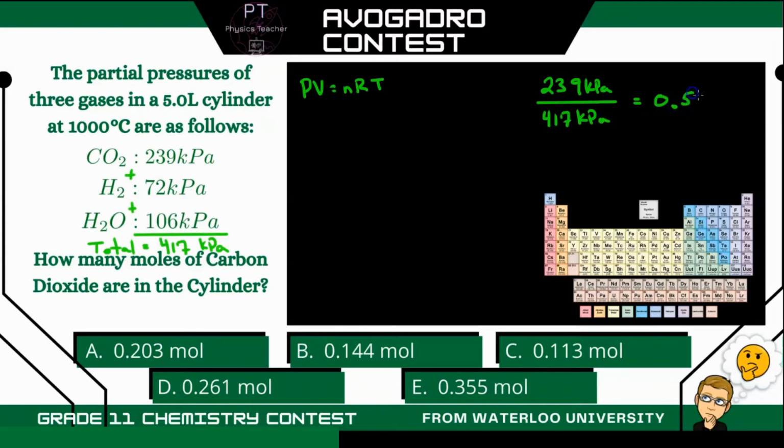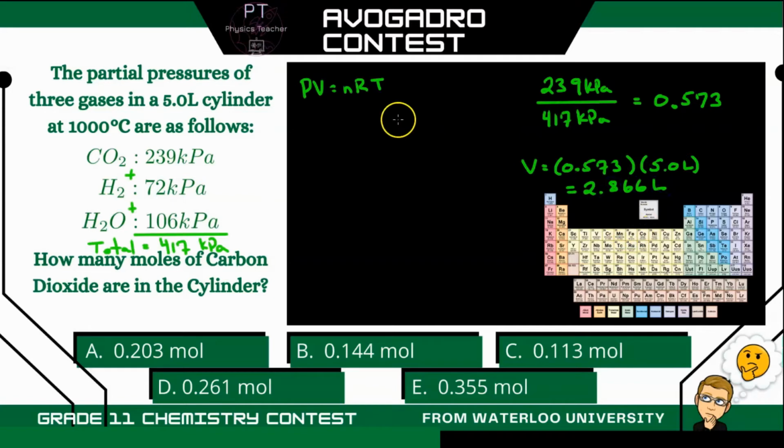So we have 239 kilopascals over that total pressure of 417 kilopascals, and we get 57.3%, or 0.573. So we can figure out the volume that CO2 occupies by simply figuring out, okay, what is 57.3% of 5 liters? So that volume then will be 0.573 times 5 liters. And we get a volume of 2.866 liters.